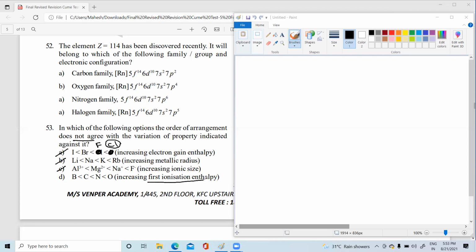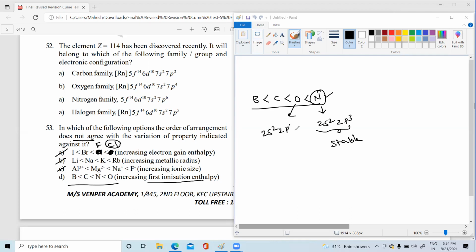They are asking here about first ionization enthalpy. As we know very well, in first ionization enthalpy, boron is less than carbon, but carbon is greater than oxygen, and oxygen is lesser than nitrogen. This is the correct statement, students. This is the wrong one they have given. Why? Because nitrogen has the 2s2 2p3 electronic configuration. Half-filled is a stable configuration. And if you go to oxygen, 2s2 2p4 comes, which is incompletely filled, so it is an unstable configuration. So that's why nitrogen will require more. So this is the wrong statement they have given. So the answer should be D.